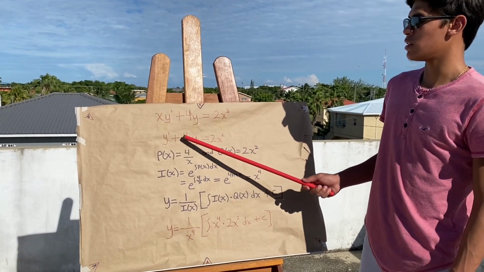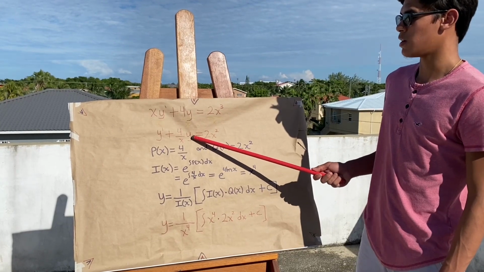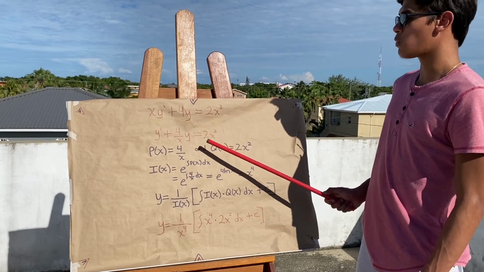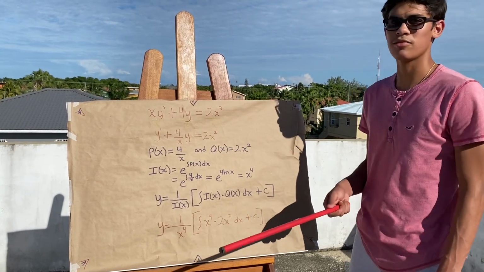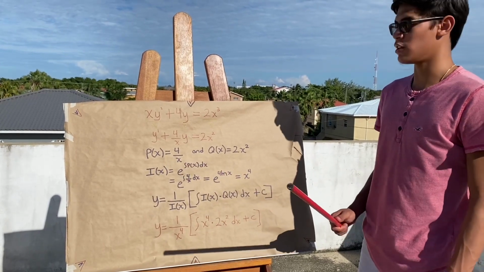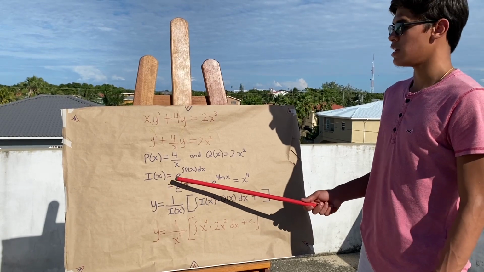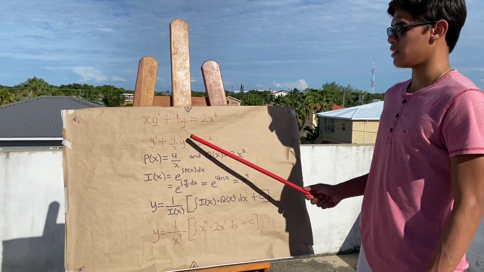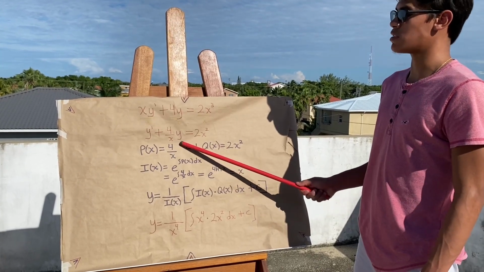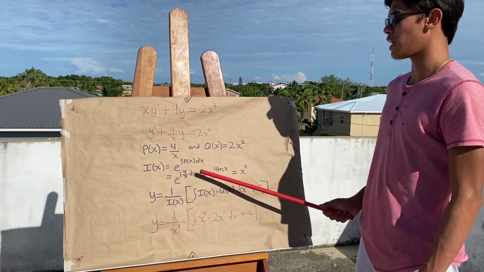So we know that p of x is equal to 4 over x because it is the term next to the y, and q of x equal to 2x squared because it is equal to q of x, like in this format. And from this, we can find the integrating factor. And the equation for the integrating factor, which is also I of x, is equal to e to the power of the integral of p of x dx. So we know that p of x is 4 over x, so it will be e to the power of integral of 4 over x dx.